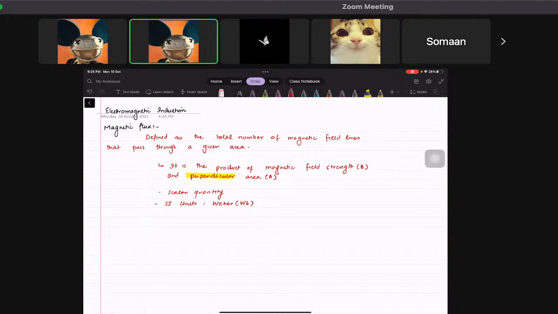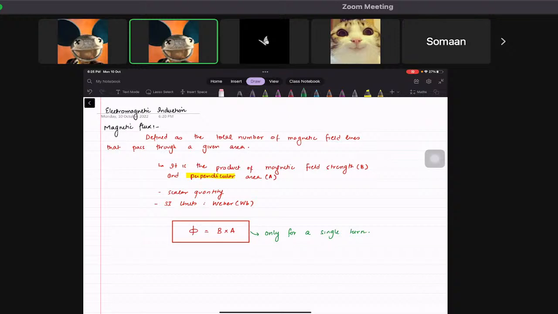Now, the symbol for flux is like this, and the formula would be B times A, and this formula that you see right now is only for a single turn.